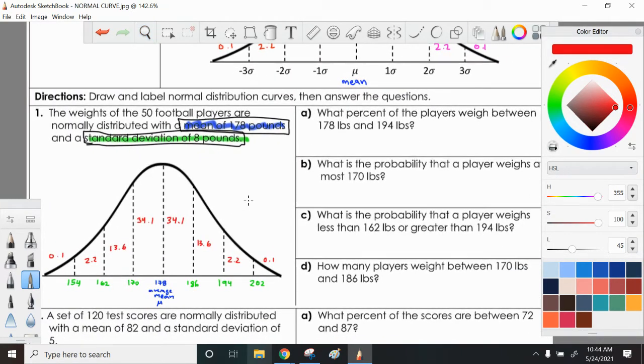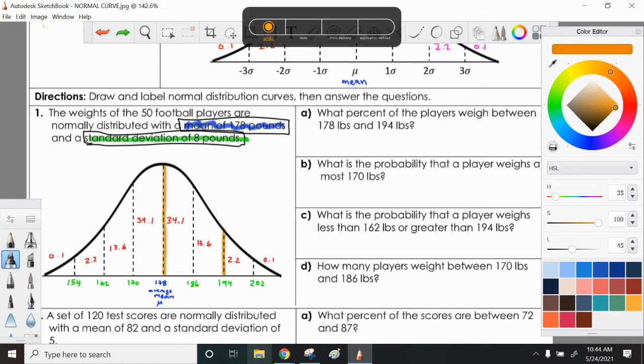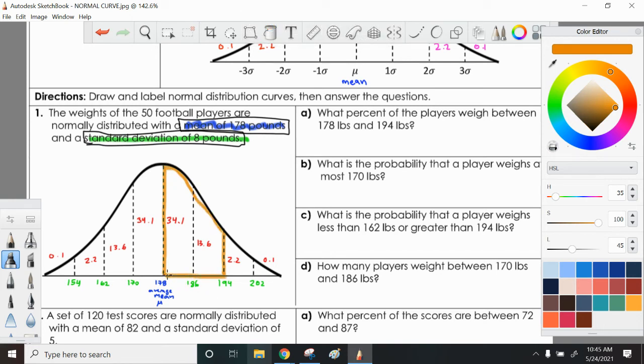So now we're going to answer some questions. Okay, what percentage of players weigh between 178 and 194? Okay, I'll just use a highlighter. So that means 178 is right here, 194 is right here. And so if we wanted to know how many players are in this area, we just add the 2 numbers of the 2 sections, right? We just add 34.1% and 13.6%. We add those up and we get our answer. So 34.1 plus 13.6 would be 47.7. So we could write that in here. 47.7%.